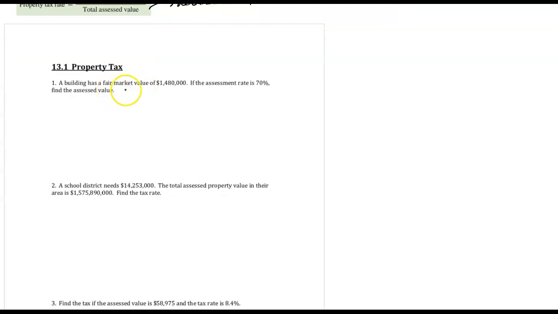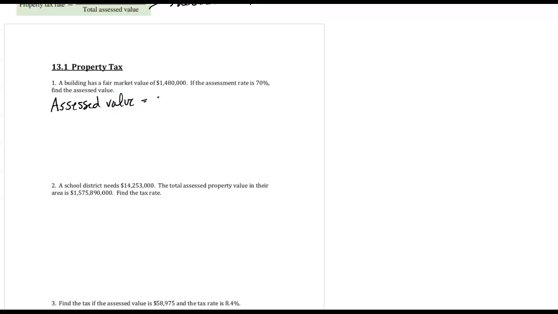A building has a fair market value of $1,480,000. Again, that fair market value would be if someone went to buy that building, that's what they would pay. Well, the building's for sale for $1,480,000. The assessment rate is 70%. Find the assessed value.